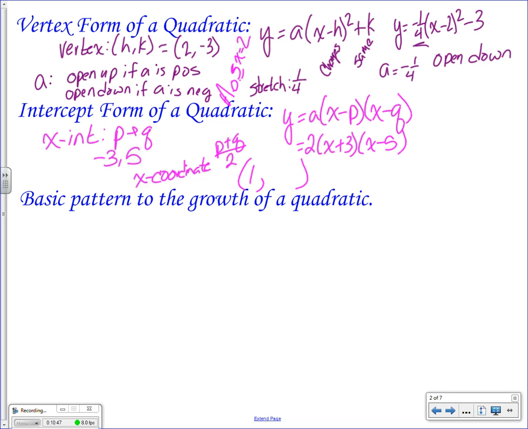Okay, so now how do I find the y-coordinate? Now we have to do a little bit more math on this one than on the vertex form. Vertex form is much nicer because it's just right there. This one I have to put the 1 into the equation and find out what my y is. So what's 1 plus 3? That's 4. And 1 minus 5? -4. So 4 times -4 is -16, times 2 is -32. So there's your vertex.